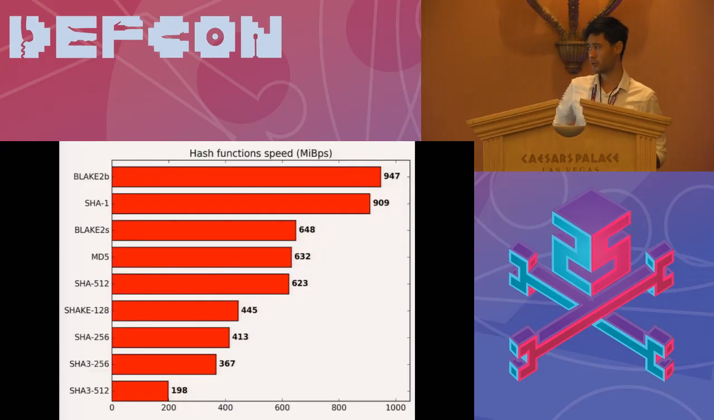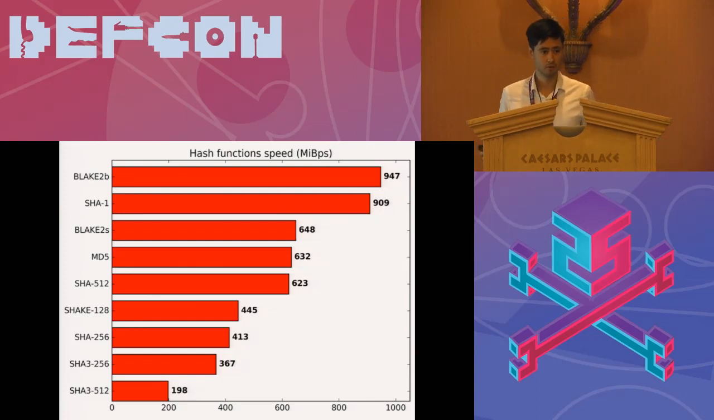They have this diagram on their website. And you can see that BLAKE2 is faster than SHA-1, than MD5, than SHA-2, and a bunch of other hash functions, and actually SHA-3. I'll come back to this slide after. But basically, BLAKE2 was really, really fast. And people liked that.